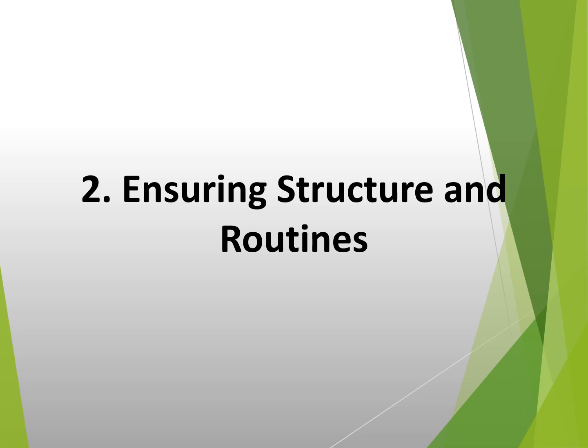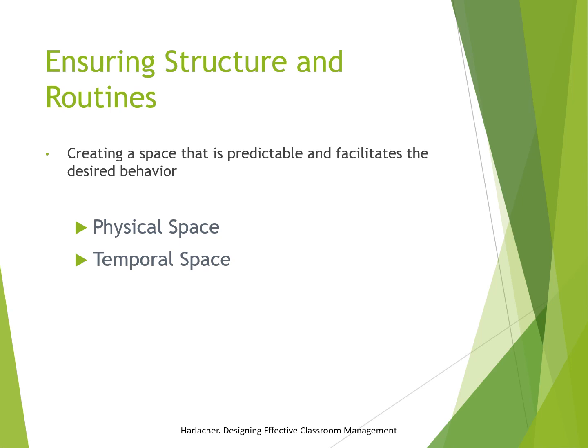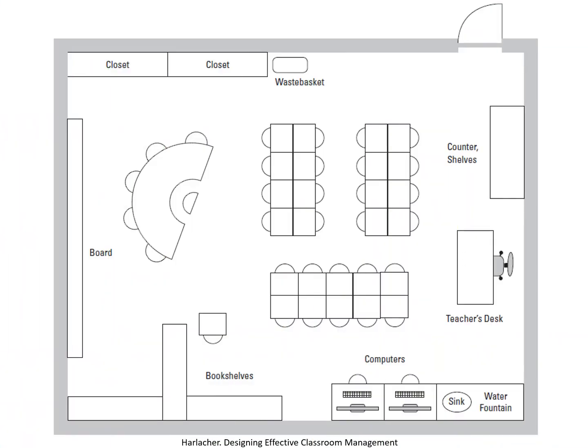Topic 2, ensuring structure and routine. You want to create a space that is predictable and facilitates the desired behavior. Here's just an example of a classroom setting where you have groups and the table for the teachers, where teachers sit.